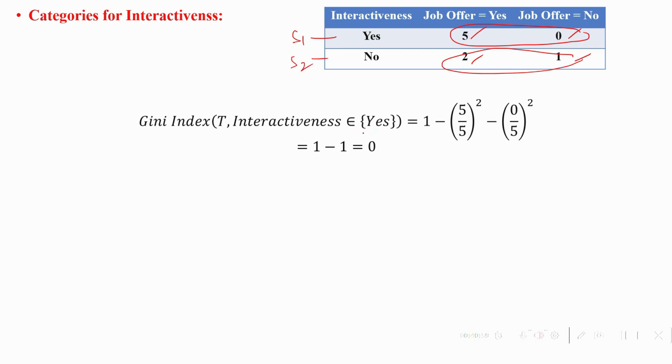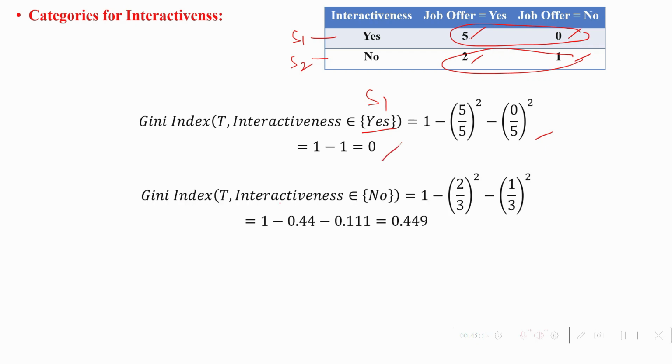For subset S1, all belong to yes only, so that is 1 minus (5 by 5) whole square minus (0 by 5) whole square, which is 1 minus 1 equals 0. Now the Gini index of the target variable with respect to interactiveness belonging to no, that is subset 2. Here we have 3 elements. Out of 3 elements, 2 belong to yes and 1 belongs to no. So that is 1 minus (2 by 3) whole square minus (1 by 3) whole square, which is 1 minus 0.44 minus 0.11, that is 0.449.